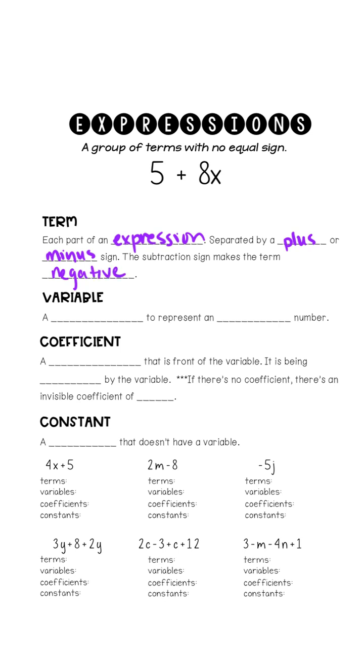So in this case of 5 plus 8x, you have two terms. The two terms are the 5 and the 8x. So you have a term there and a term there. Now we have a variable. A variable is a letter to represent an unknown number. In this case, the variable is the x. So that is the variable.